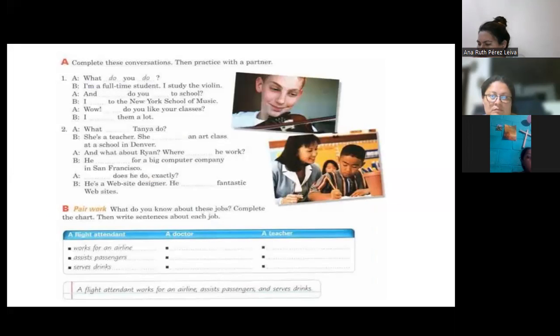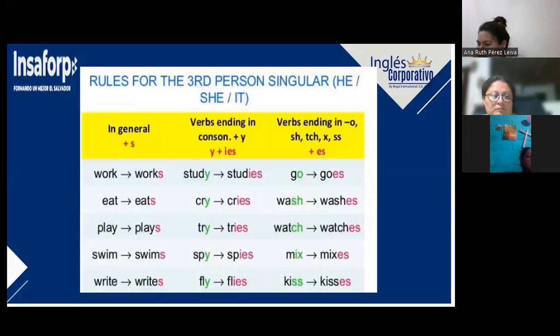Okay, veamos el ejemplo. Ahí está. Rules for a third person. Por lo general, a los verbos les vamos a agregar una S cuando es tercera persona. Cuando vaya he, she, it. He plays, he dances, he travels, he goes, he studies, he eats, he watches, he goes, right? Entonces le vamos a agregar S por lo general.